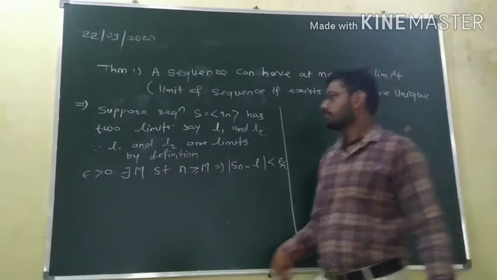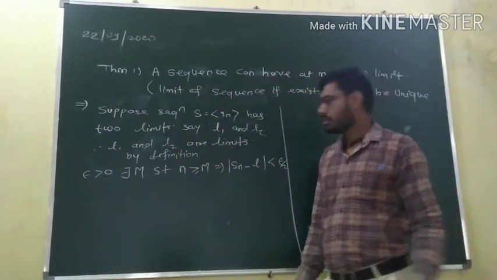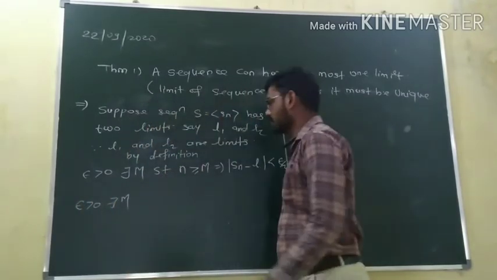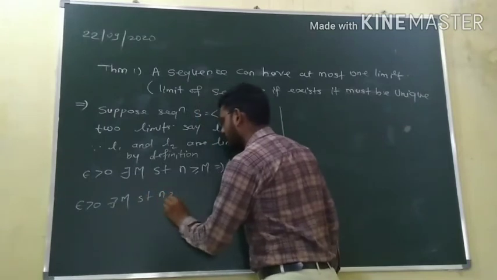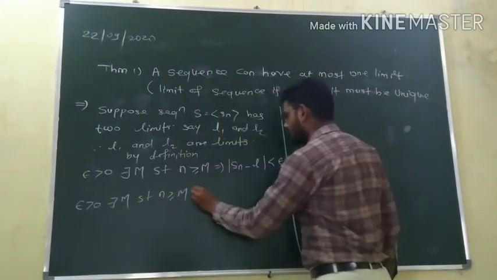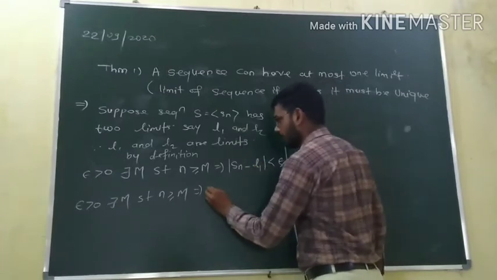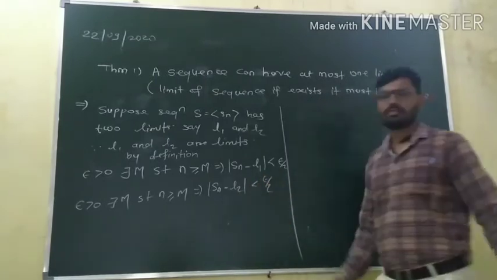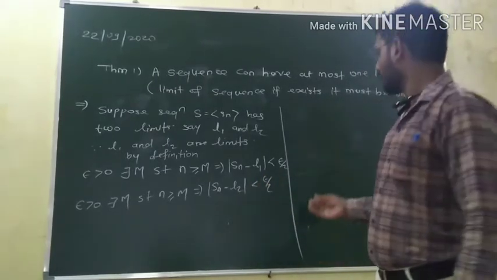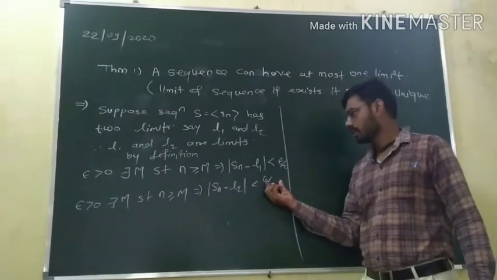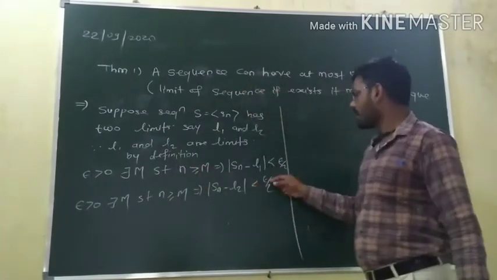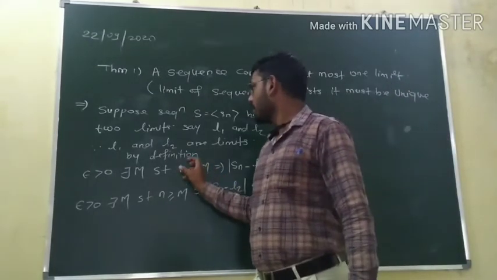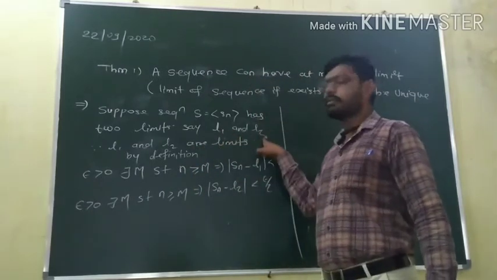Now, similarly, L2 is also a limit. So again by definition, for any epsilon greater than 0, there is a natural number m such that whenever n is greater than or equal to m, the difference between Sn and the limit is less than epsilon by 2. Here we can take epsilon by 2, just for adjustment. Now we have to show that L1 and L2 are the same.